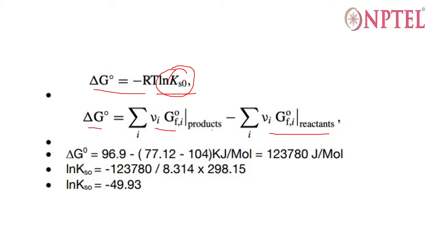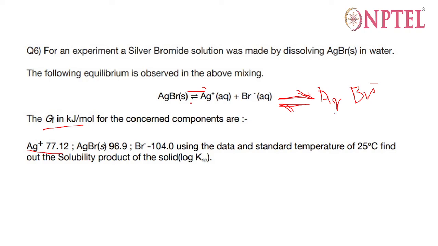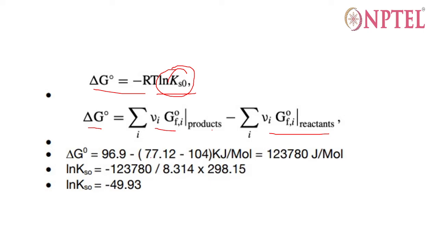So I'll write down whatever is on my product side, that is AgBr here. It is the product side, 96.9, then minus 77.12 minus 104 kilojoule per mole. Here everything is 1 mole, so no need to multiply with anything else. So I'm getting 1237880 joule per mole. That is my del G, or the change in Gibbs free energy.